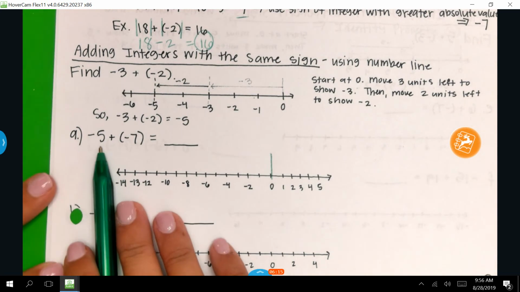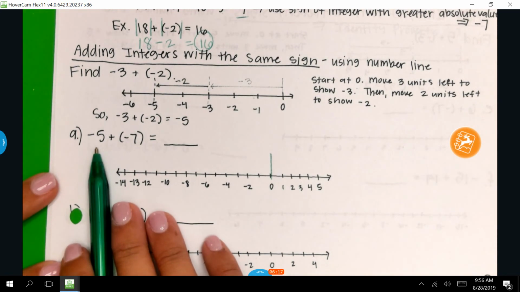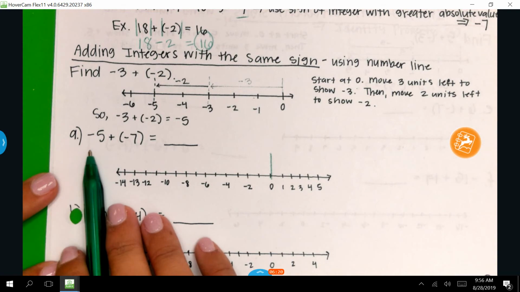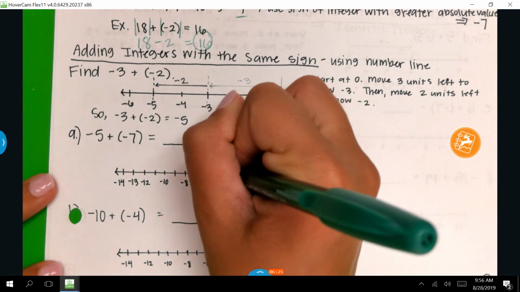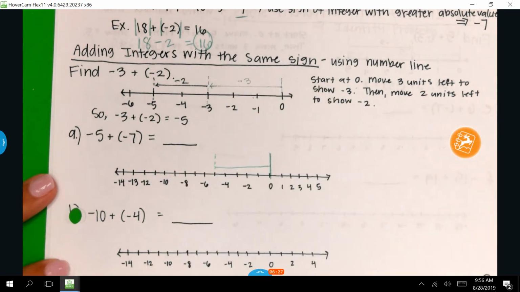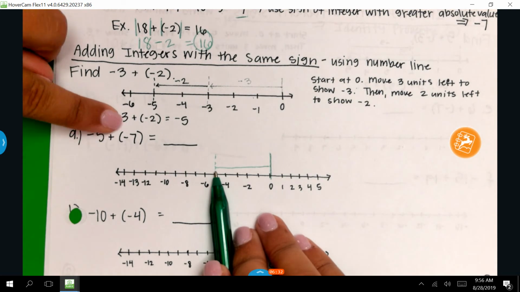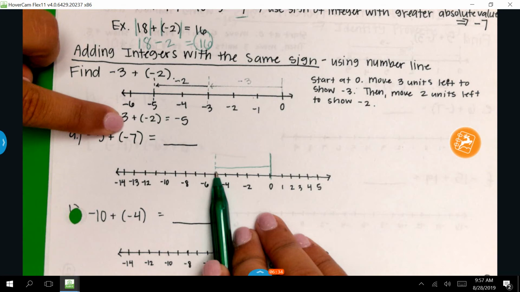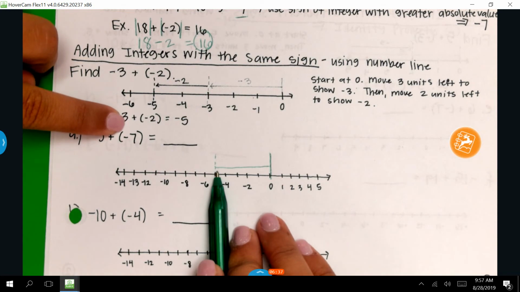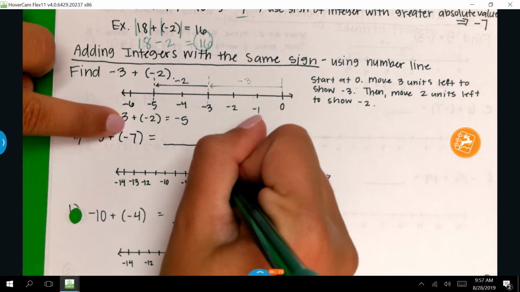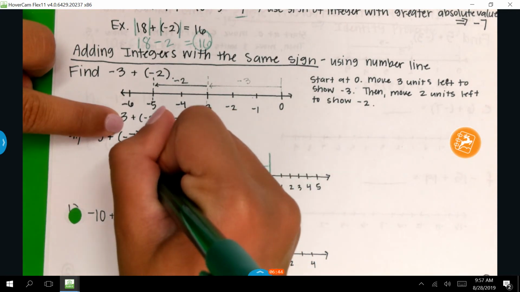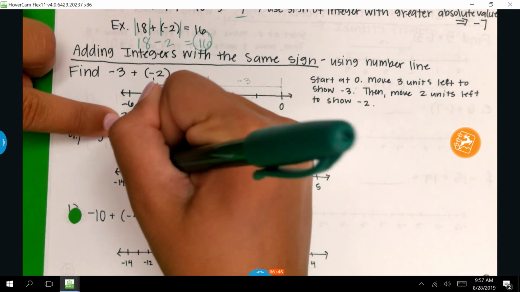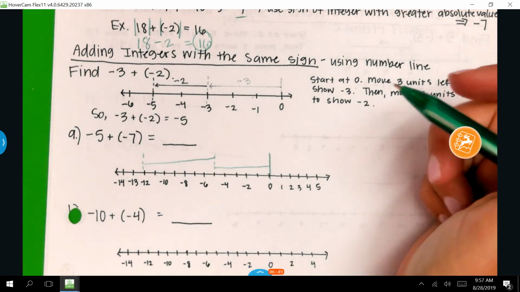The first number is negative 5. So if I'm looking for negative 5, am I going to the left or to the right? To the left. So I'm going to go to the left 5 units. I'm going to put a little dotted line there. From that negative 5, I'm adding negative 7 to it. So I'm going to go to the left 7 units because it's a negative 7. So from there, I'm counting 1, 2, 3, 4, 5, 6, 7. Wherever you end up, that is your answer.